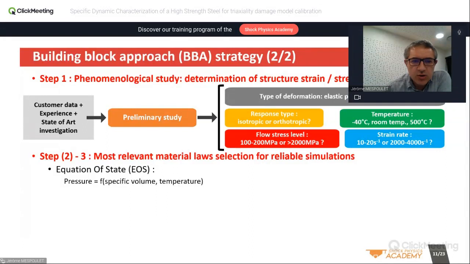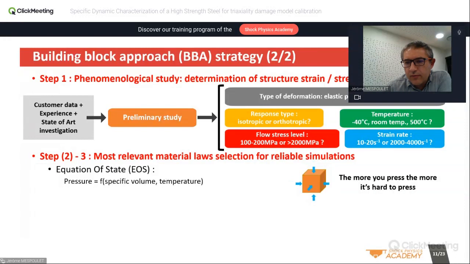The laws normally in explicit codes, we have 3 main laws or main equations or models. The first one is the equation of state that defines the pressure in function of the specific volume and temperatures. More generally, if you take a cube of these materials, the more you press the cube, the more it's hard to press. Equation of state, example for steels, the Young modulus, it's only elasticity, is the only information sometimes you need to define the equation of state.